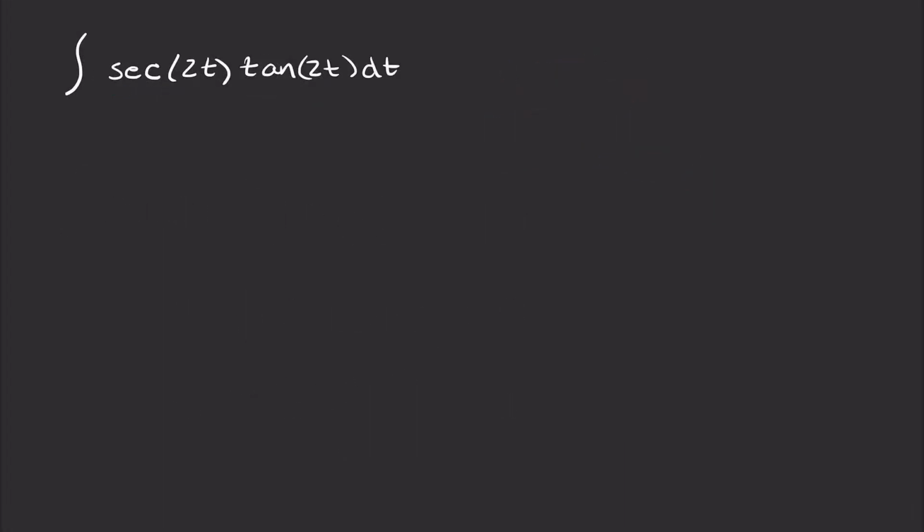Next integral, we have the integral of secant of 2t times tangent of 2t dt. For this one, we're going to let u equal 2t. So our du is going to just be 2 dt. So I'm going to go ahead and solve for dt. So dt is du over 2. Now we'll go in and start our substitution. So our dt is going to be replaced with du over 2. So I'll just bring out that 1/2.